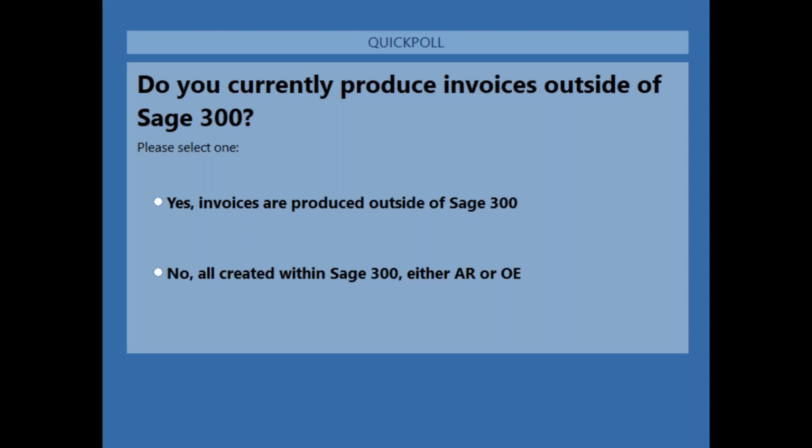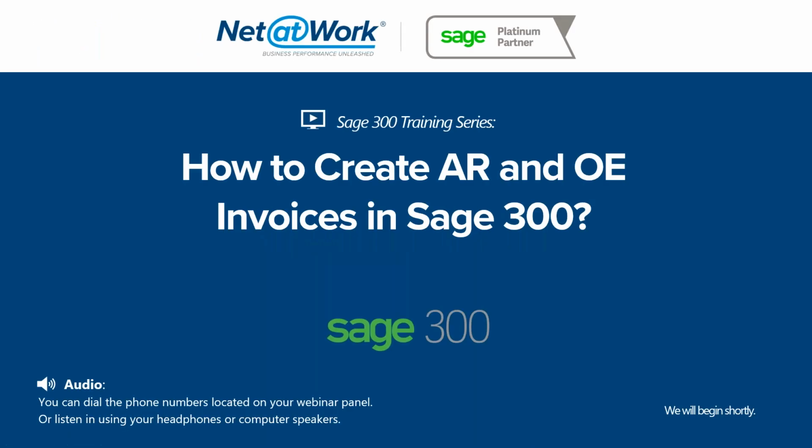So good afternoon, everybody. Today we're looking at how to create AR and OE invoices in Sage 300. I'm going to go ahead and close this out, and I'll come back to that poll in a minute. We're going to look at the AR and OE. We're also going to look at other methods in which invoicing can happen. We realize that not all invoices are created equal, and they come from various places, from various systems. So we'll touch on some of that as well.